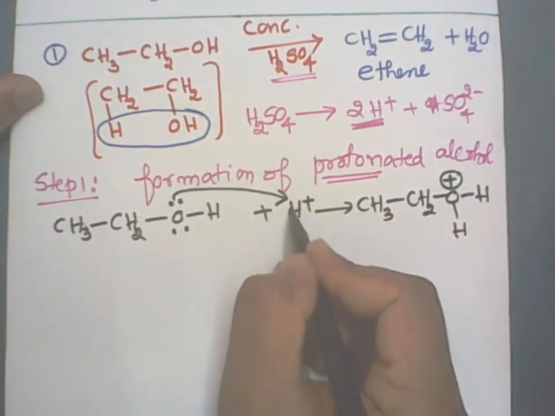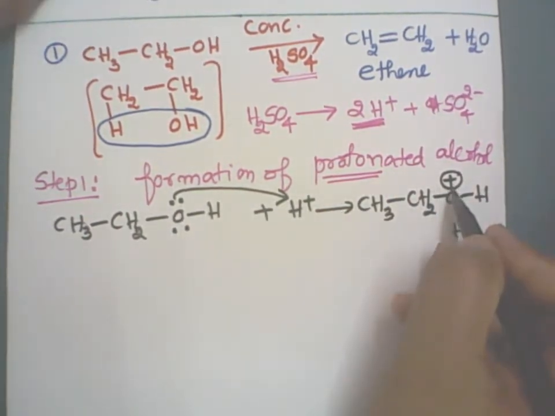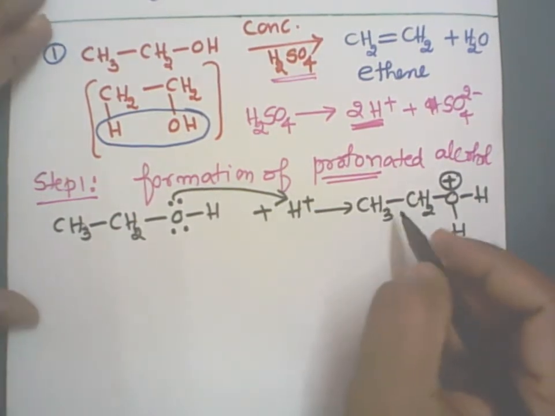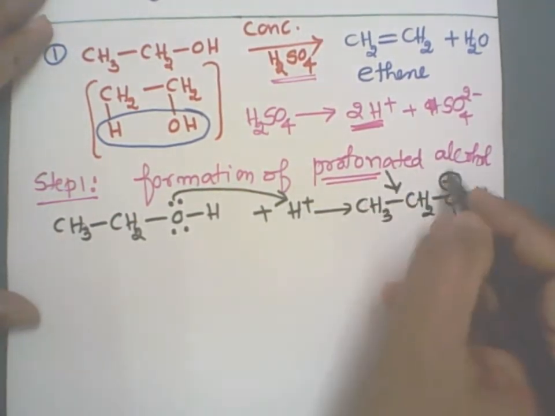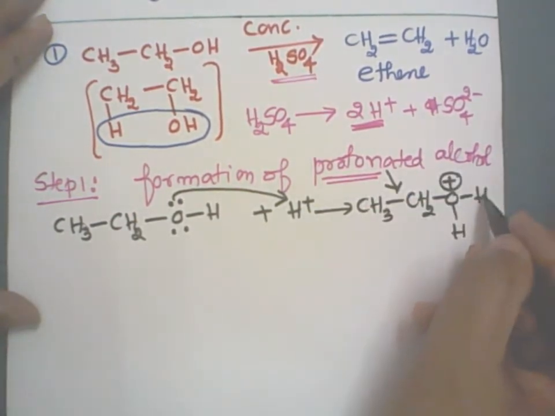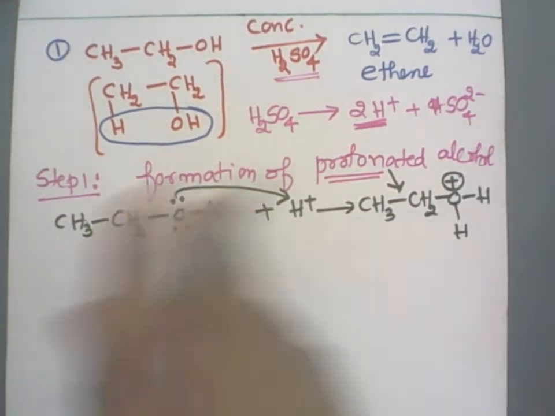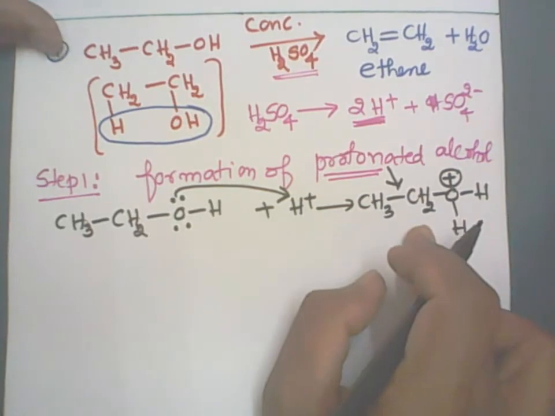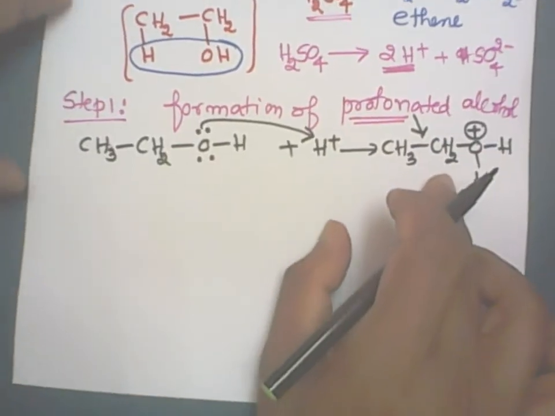Loss of electron is also called oxidation, giving the plus charge. So this is the protonated alcohol. This is known as the protonated alcohol. So one proton comes on the alcohol molecule. Okay, clear? So ethyl alcohol becomes protonated alcohol, right?